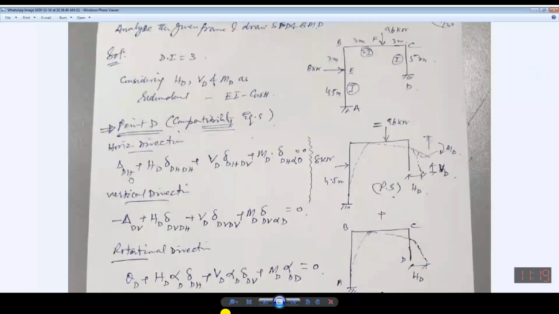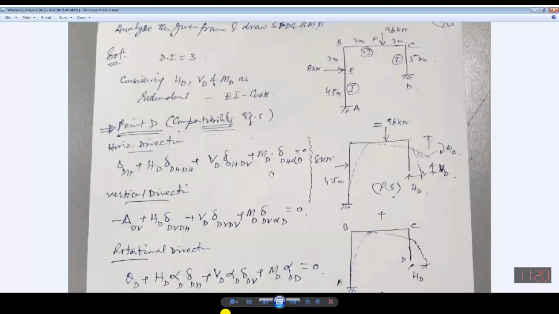If I have applied horizontal force, then it will give you displacement. It can be shown by HD into delta dh, the displacement due to unit load at point D in the horizontal direction, where the unit load has been applied at D in the horizontal direction. Similarly, the displacement in the horizontal direction due to vertical loading. This is the displacement in the horizontal direction due to the applied moment. Similar is the case with this one.